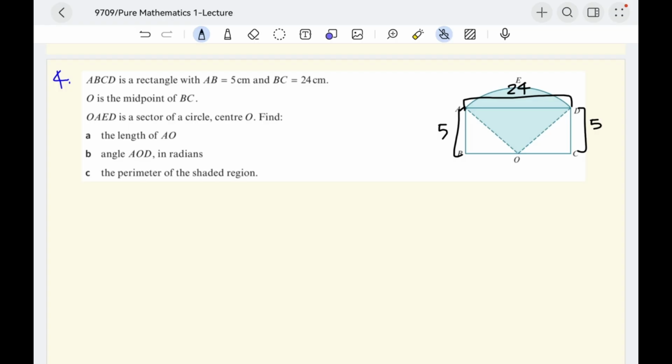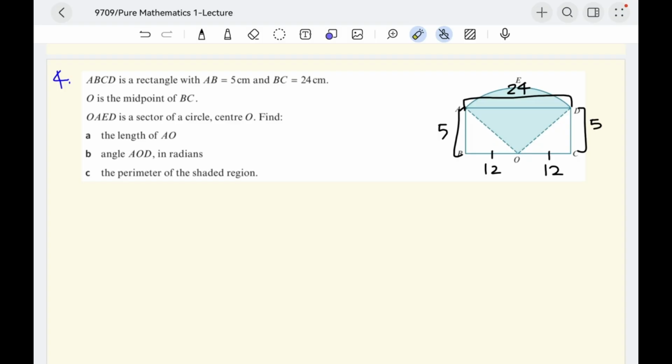O is the midpoint of BC. What does it mean? It means that O divides BC equally, so these sides are equal in length. So 24 can be divided into 12 for OB as well as 12 for OC. Next information. OAED is a sector of a circle with center O. This is the center and this is the sector, respective to this angle.